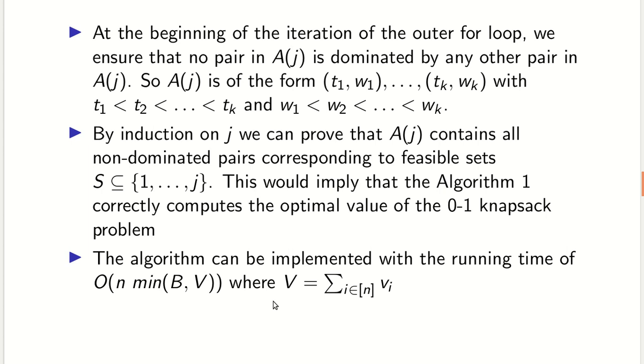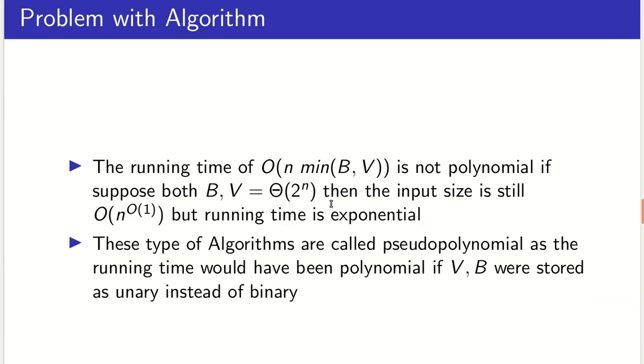The DP which most of you might have seen is directly n times b. So that is a little bit worse than this particular DP. But let me discuss the problem with this algorithm. Suppose b and v are 2 to the power n, not bounded with respect to n, so it can be 2 to the power n. Then the input size is still n to the power some constant, because we can represent these values in binary using n bits. But the running time is clearly exponential.